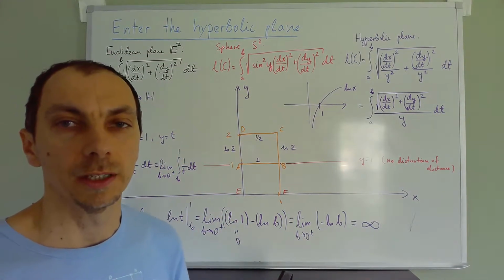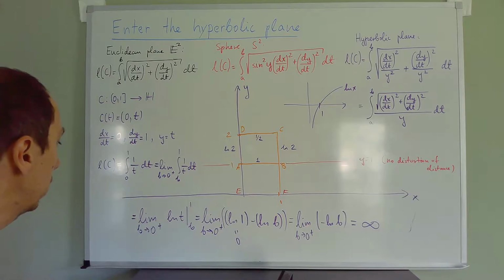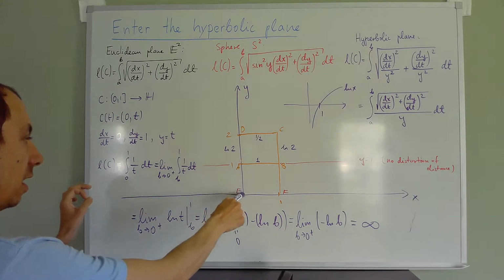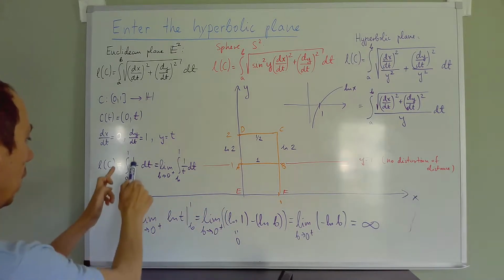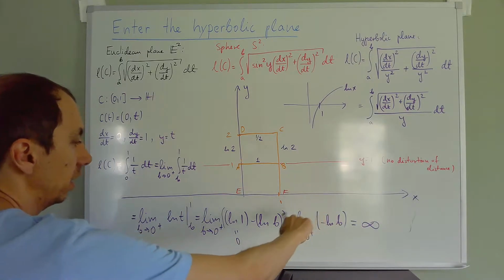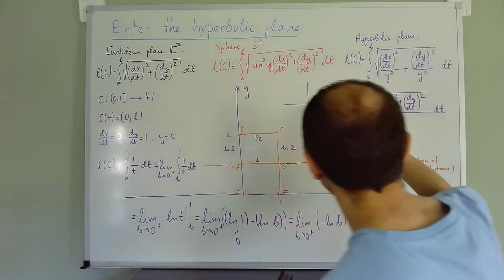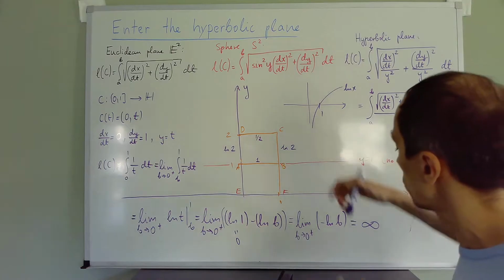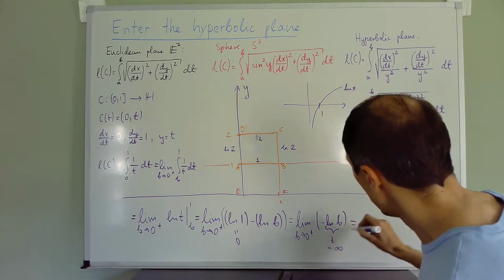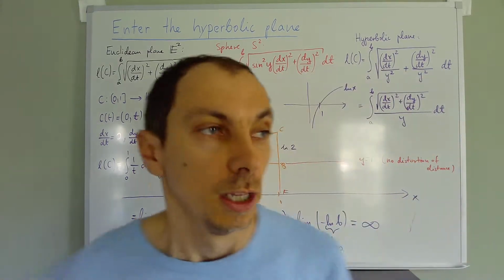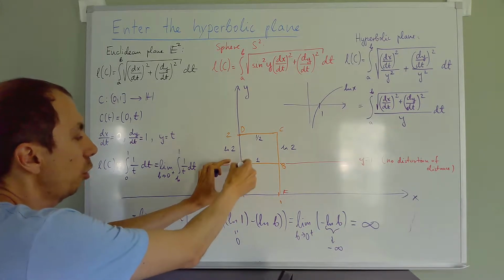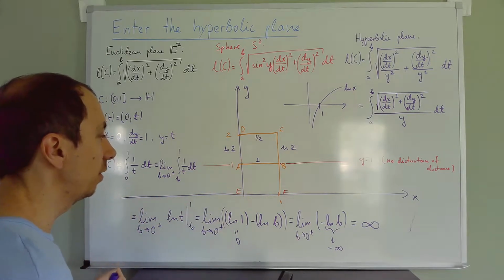So just to recap where our last video ended, we were computing the length of this line segment from A to E, and we got this improper integral. When we computed this, we got that. And as b goes to 0 from the right, natural log approaches minus infinity. So this bit here approaches minus infinity, so the whole thing approaches infinity. So the length of this line segment is actually infinite.